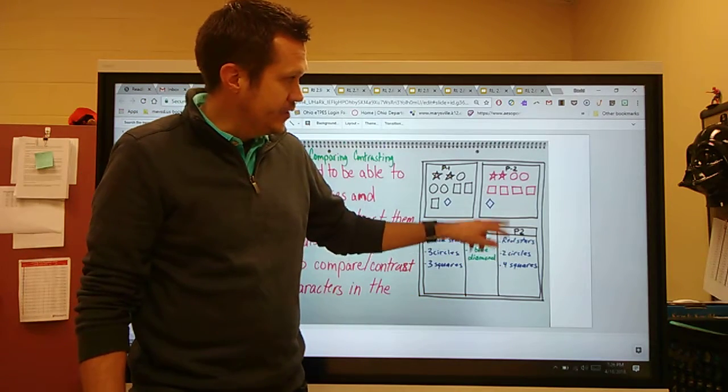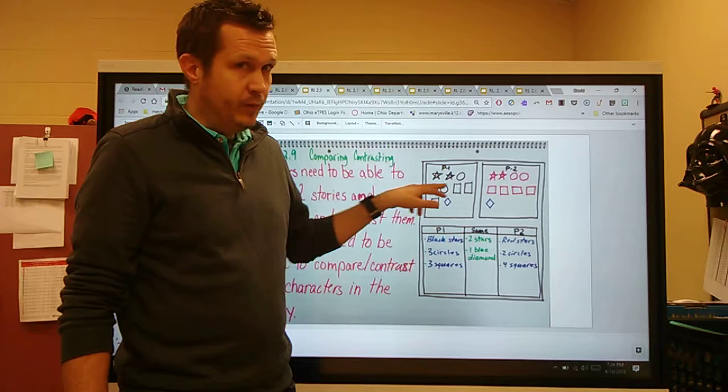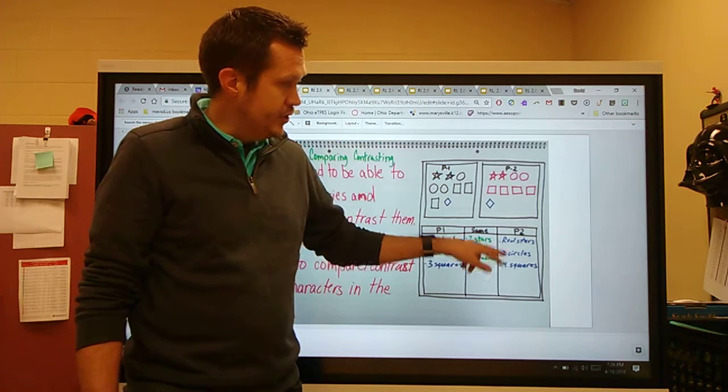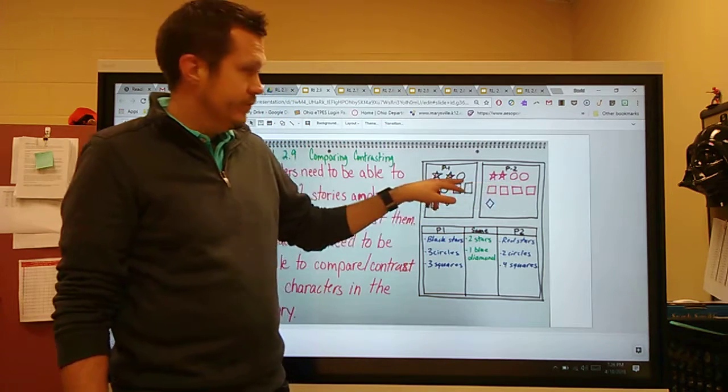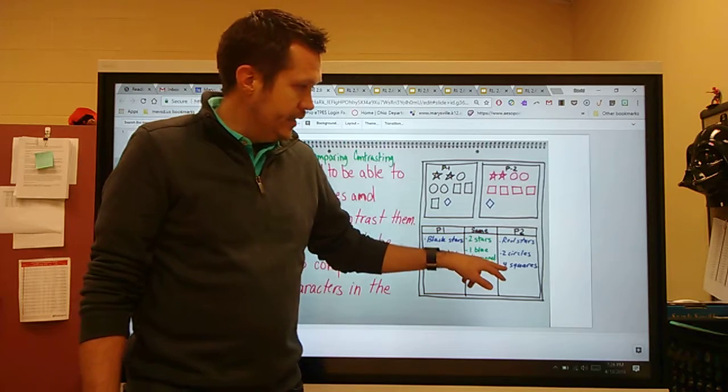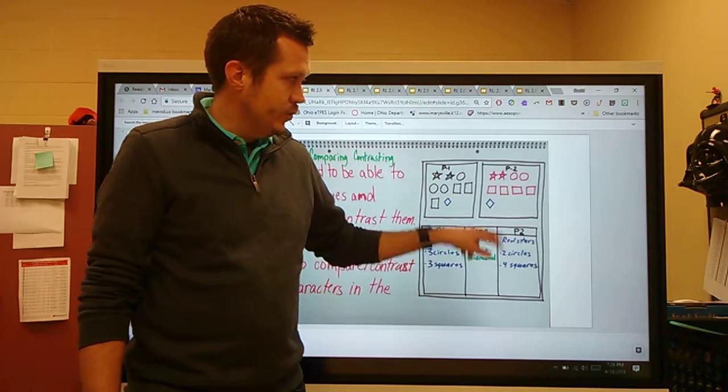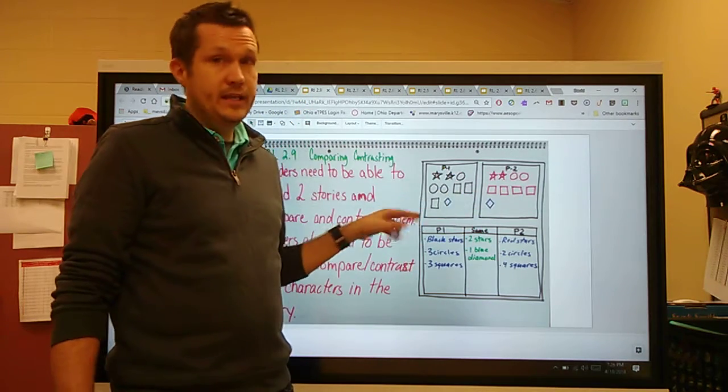So passage 2 has red stars. See, that one does not have red stars. Passage 2 has 2 circles. See that? No circles there. And then passage 2 also has 4 squares. 1, 2, 3, 4. This one only has 3.